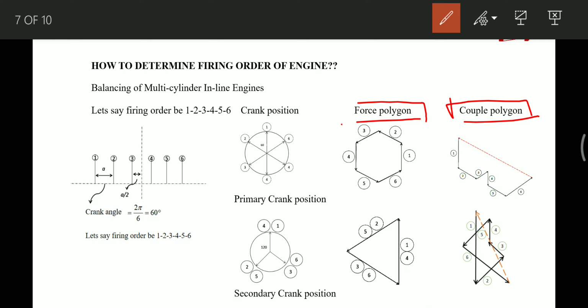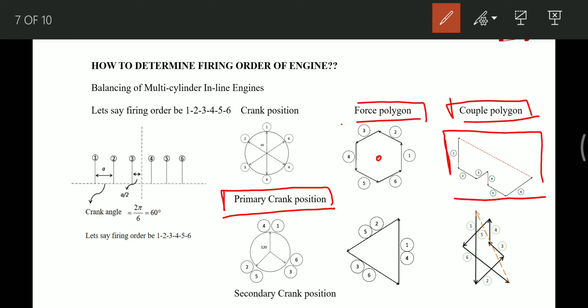So for the primary crank position, if we draw the force polygon, as you can see from here, it is fully closed. And if we draw the couple polygon, then we can see this couple polygon is not fully closed, but there is a resultant couple acting in this direction. So we can see that for the primary crank position, only the forces are balanced, but the couple is not balanced.